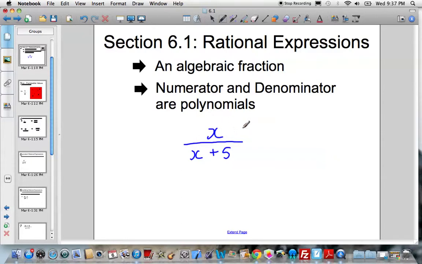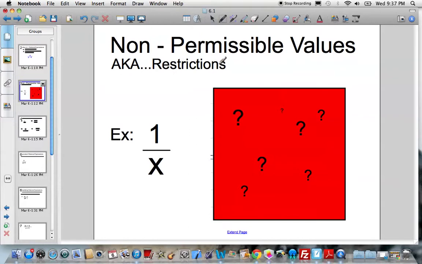Now, where this is going is eventually to solving rational equations and then looking at the graphs of rational functions later on. So what I'm going to give you guys is just an introduction to how we simplify these and looking at some restrictions and what we'll call non-permissible values of a rational expression. We talked about restrictions when we talked about solving radical equations, equations that involve square roots. We have that same idea here. There are some restrictions and some non-permissible values that exist with a rational expression.